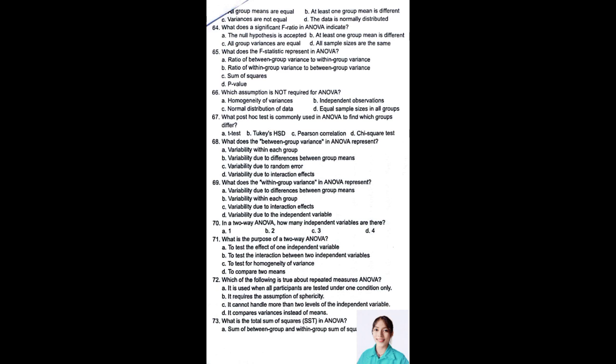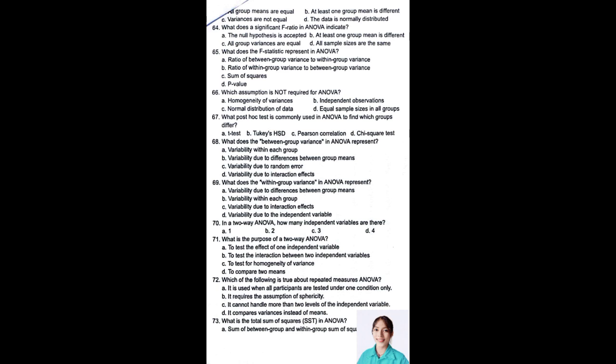Number 74 is which software is commonly used for ANOVA analysis? Options A to C are software that you can use for ANOVA analysis. All of those are useful for ANOVA analysis: SPSS, Excel, and R. So the correct answer is letter D, all of these. Number 75 is what does the p-value in ANOVA indicate? The p-value in ANOVA indicates the probability of observing the F ratio by chance.